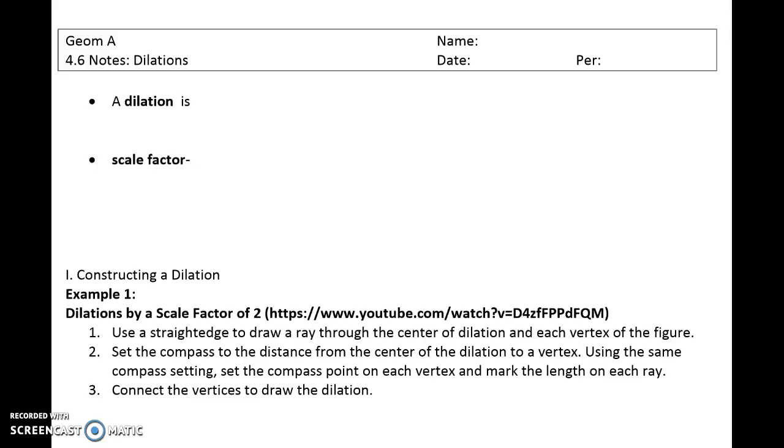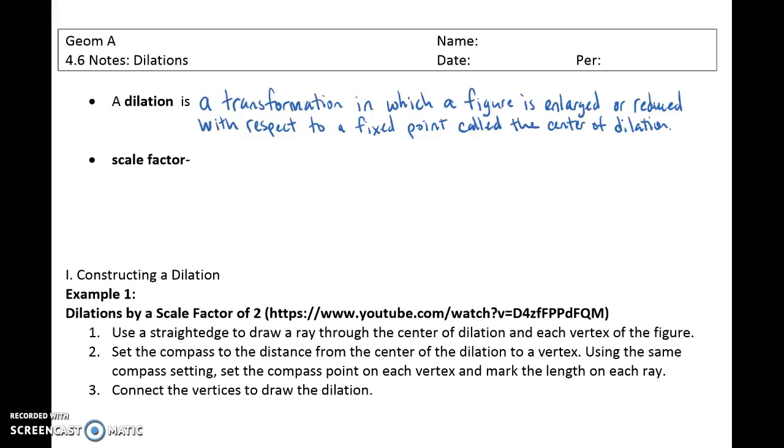The final transformation we're going to cover is called a dilation. A dilation is basically a transformation in which a figure is enlarged or reduced with respect to a fixed point, which we call the center of dilation. This final transformation does not maintain isometry. A dilation is the one transformation for us that is not a rigid motion, so it doesn't create congruent figures. What it does is create what's called similar figures, and we'll talk about that in the next lesson.